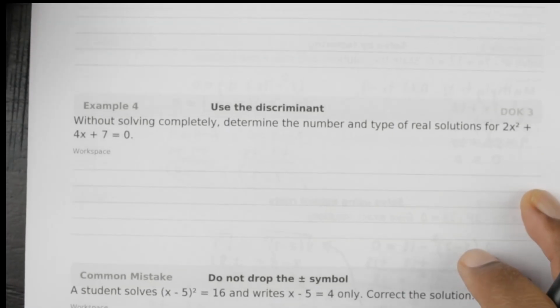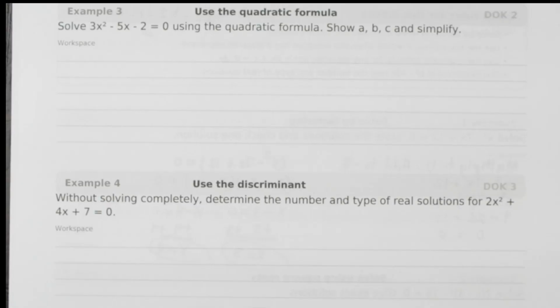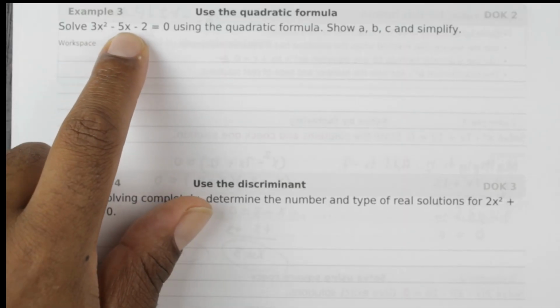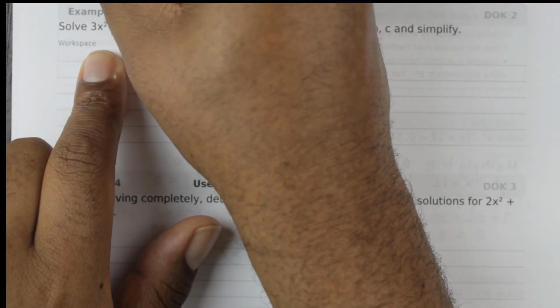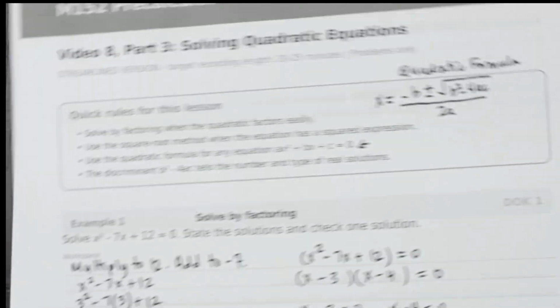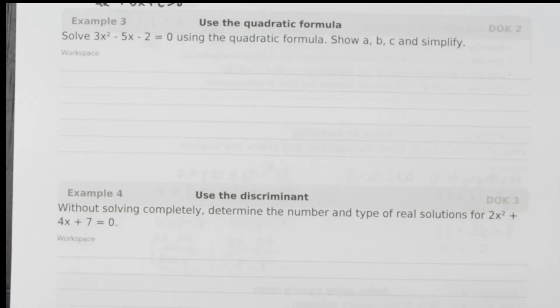Let's look at example number 3. Example number 3 states that we need to solve 3x squared minus 5x minus 2 equals 0. Use the quadratic formula. Show a, b, c, and simplify. Okay, so this equation is in standard form. Notice ax squared plus bx plus c equals 0. And just for reference, the quadratic formula is here, okay?